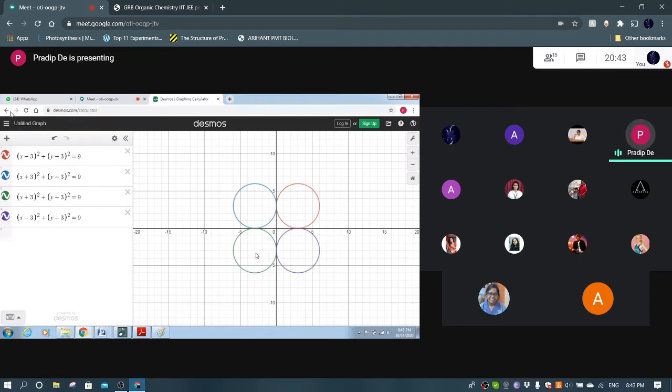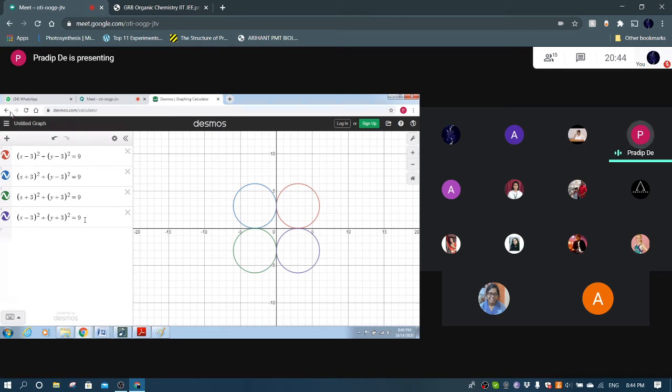For the circle touching both the axes, having center in the third quadrant, the center has coordinates -3, -3, and radius 3. Therefore, its equation is x plus 3 whole square plus y plus 3 whole square is equal to 3 square. The circle in the fourth quadrant, touching both the axes, having a radius 3, the center is at +3, -3. So the equation is x minus 3 whole square plus y plus 3 whole square is equal to 3 square.